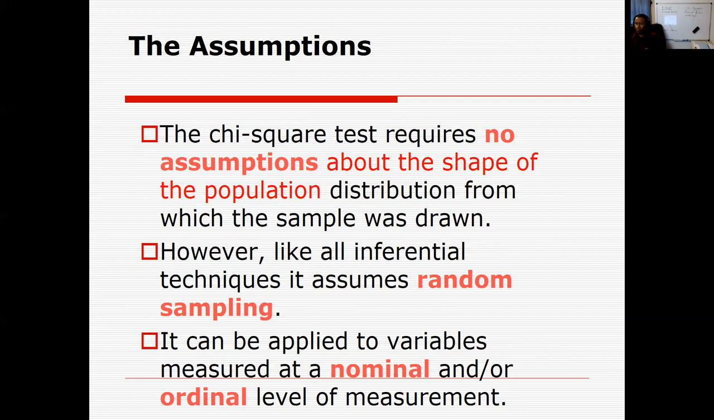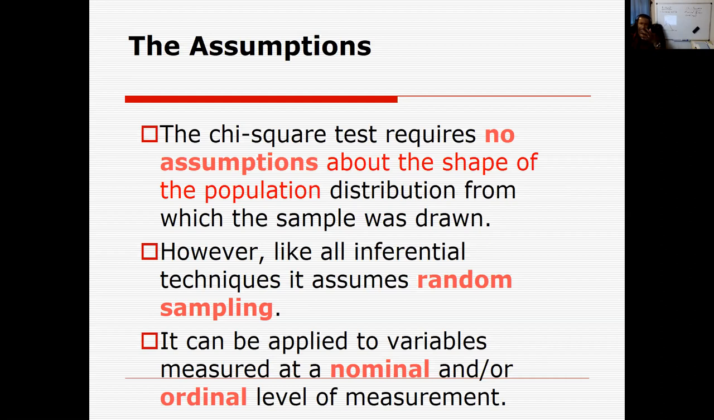One of the assumptions of the chi-square test is that you're using random sampling. We don't need to worry about the shape of the distribution of the population we're pulling from, so we just forget that assumption. But we do need to make sure that our sample is a random sample. The reason is that if we're doing some type of probability sampling, random sampling, we know in general that our sample is going to look relatively similar to our population. If we're not using some type of probability sampling, then we might have a biased sample, and there's no guarantee that our sample is going to look like our population. And if that's the case, we can't infer to our population based upon our sample data.